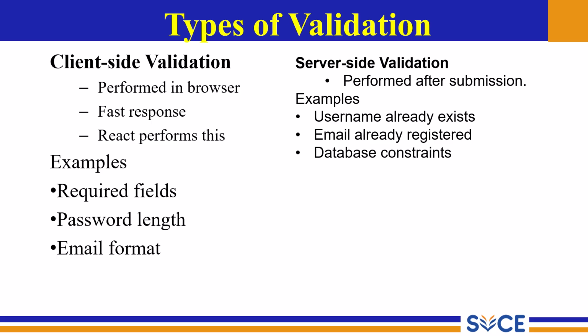Type 2: server-side validation. Now suppose you enter the username as student123. The browser thinks this username is valid. But what if another student has already registered using the same username? Only the server knows. The server checks its database. If the user already exists, it returns an error. Some examples include username already exists, email already registered, duplicate roll number, database constraints, invalid login credentials.